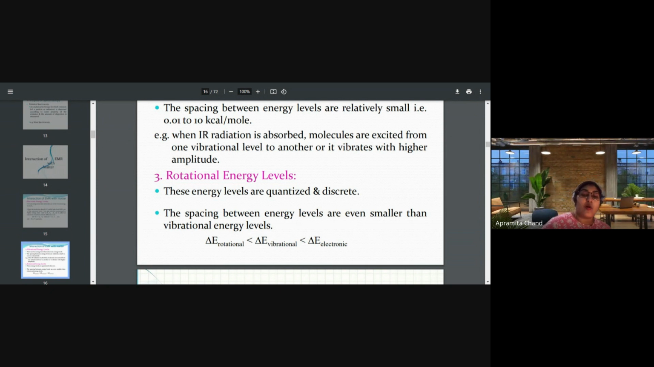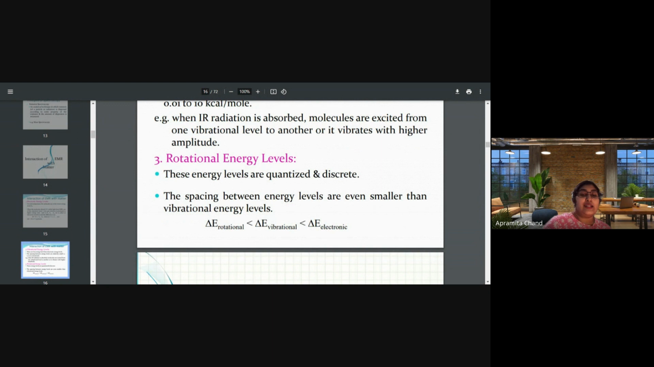Now this order is very important: delta E rotational is less than delta E vibrational, which is less than delta E electronic. So if someone asks you the difference between electronic, vibrational, and rotational energy levels, and how the spacing between energy levels is ordered, you will give this particular order.